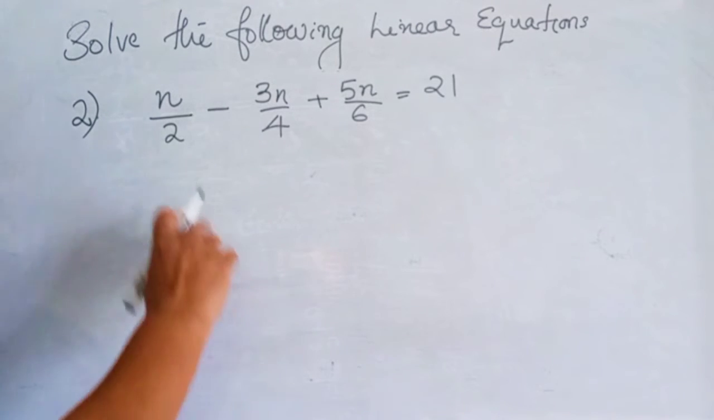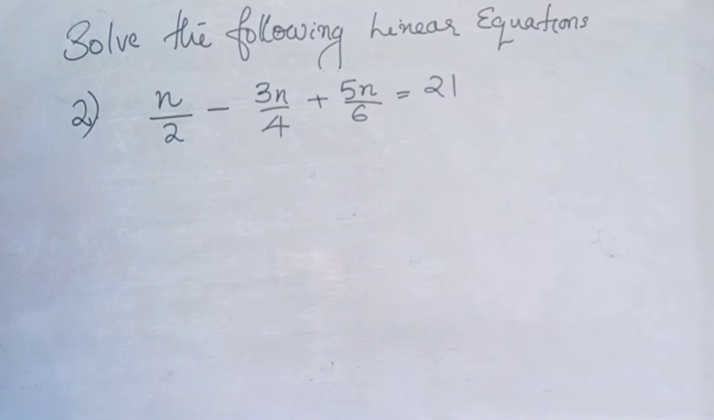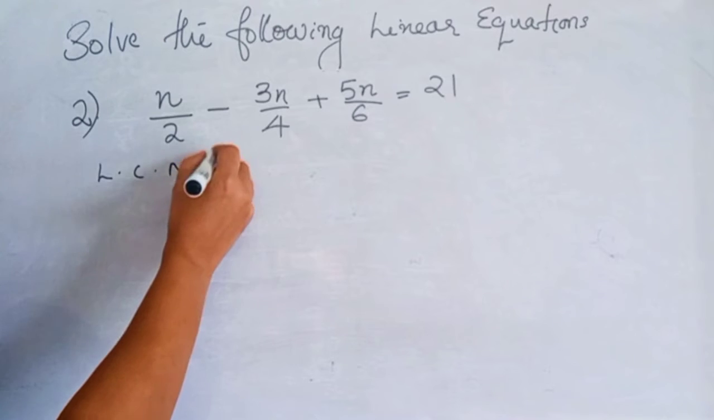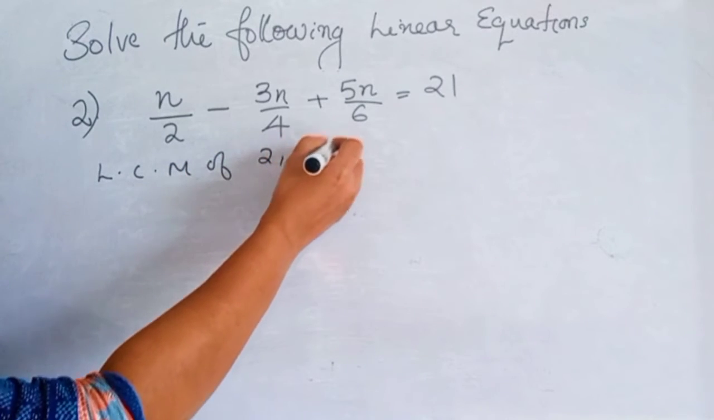So, here it is given in fractional form. Whenever you see fractional form, you can take the LCM. So, we need to take the LCM of 2, 4, 6.